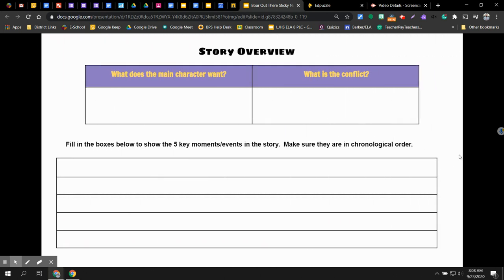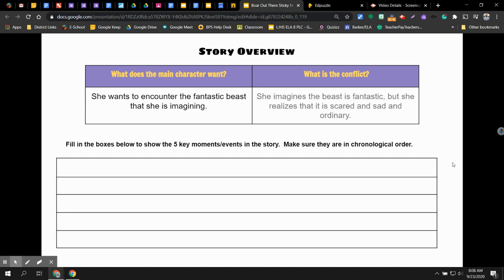So the very last thing, I would like for you to tell me what it is that Jenny wanted. Ready, set, go. All right, pretty simple. She wanted to encounter the fantastic beast that she was imagining. Now, what was the conflict, though? What was the problem? What was the issue that she ran into? The issue was that she imagined the beast to be fantastic, but then when she actually saw it, she realized it was scared and sad and just ordinary.